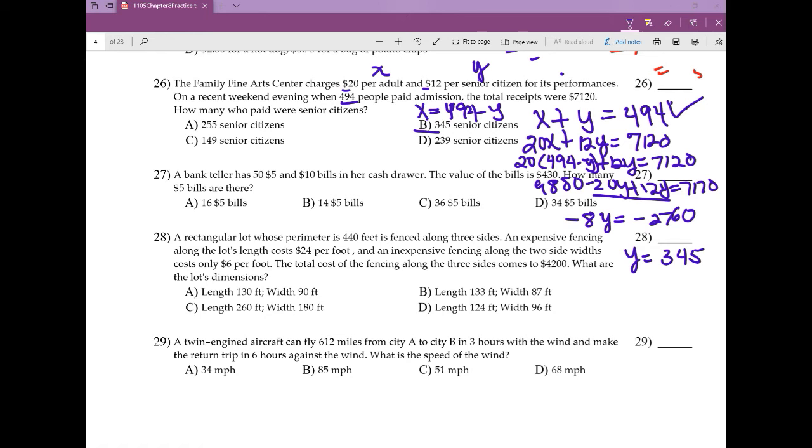If you wanted to know how many adults, you would simply go back to this equation and subtract, and you would end up with your number, which I believe is 149. Alright. Or you could actually just substitute that in there.